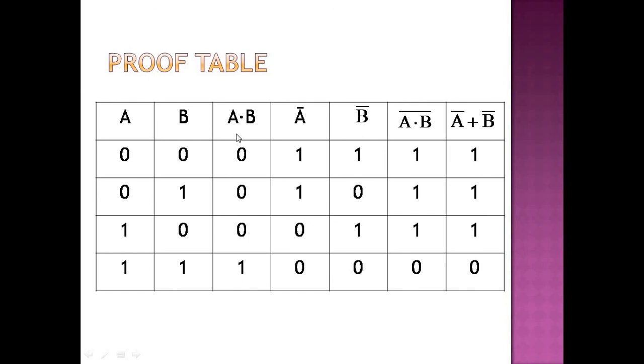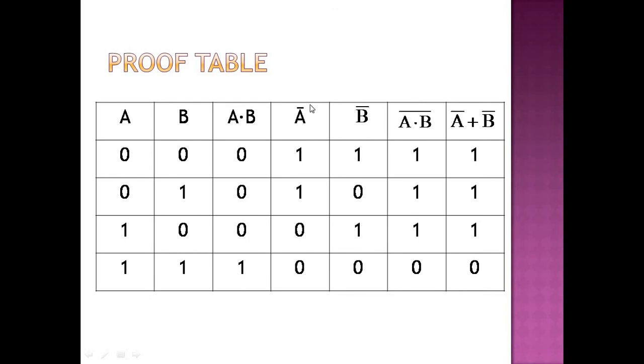We know that if A and B are 0 0, we get the output of the AND gate as 0. For 0 1 again we get the output 0. For 1 0 again we get the output 0, and for 1 1 we get the output as 1.